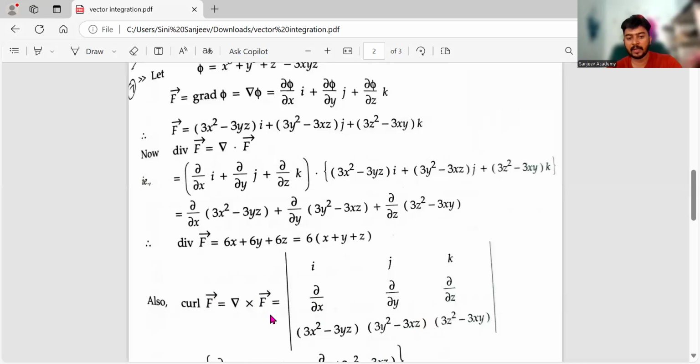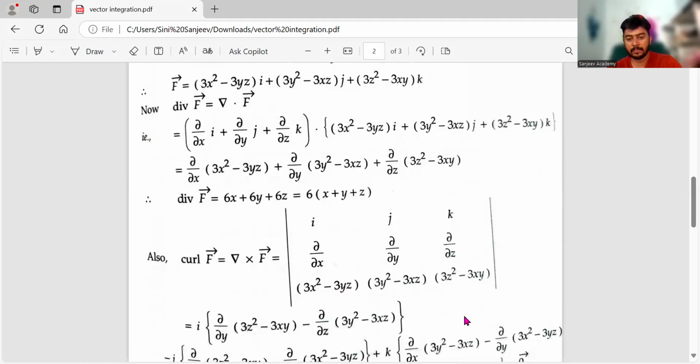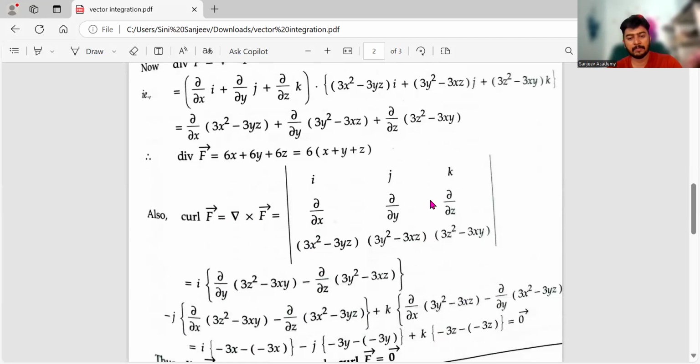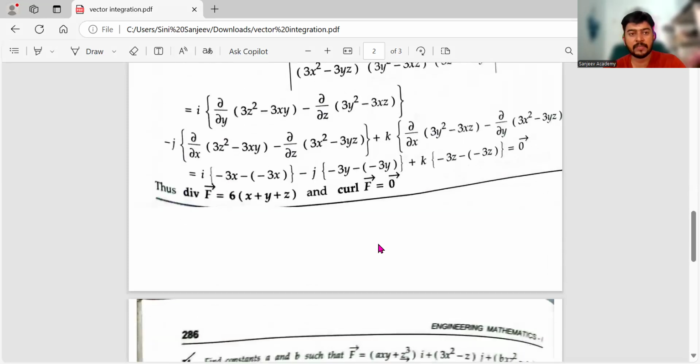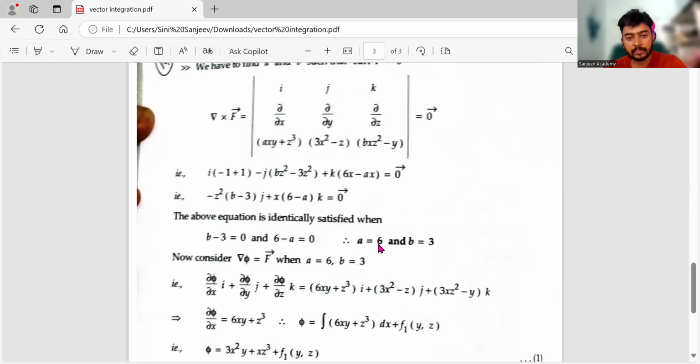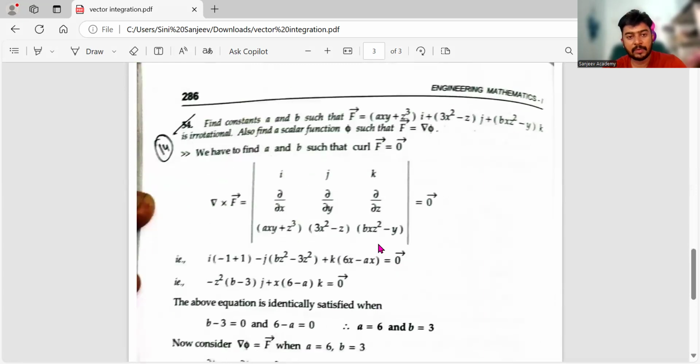Curl is nothing but del cross f. F value already is there in the question, 3x square minus 3yz, so that you put it and then do the normal determinants. Plus minus plus and you'll get the answer. And if it is 0, then I told you it is also irrotational. Suppose in the question, if you get irrotational also, curl you have to find. Curl answer is 0. The moment you get irrotational. Next one. So all the three questions are different, but equally important.